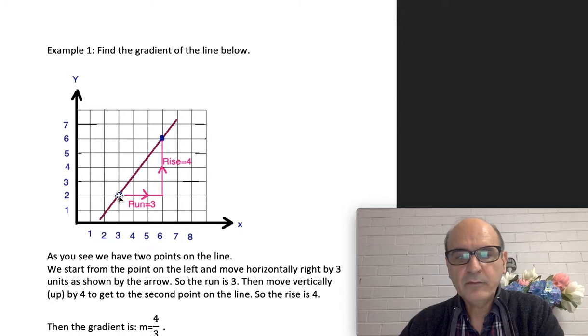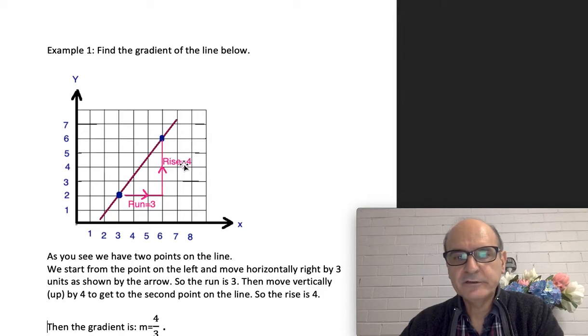I've got to see how much I need to go across. As you can see, there are 3 divisions here. So I need to go 3 units to the right or horizontally. Then I'm here. So that will be my run. How much I went across is my run. Then I've got to see how much I need to go up. Here I go 1, 2, 3, and 4 divisions up. So that's called the rise.